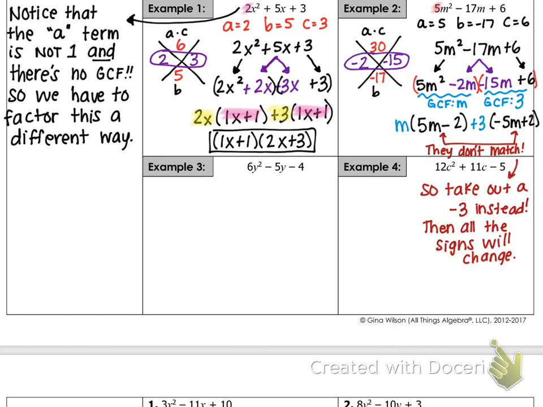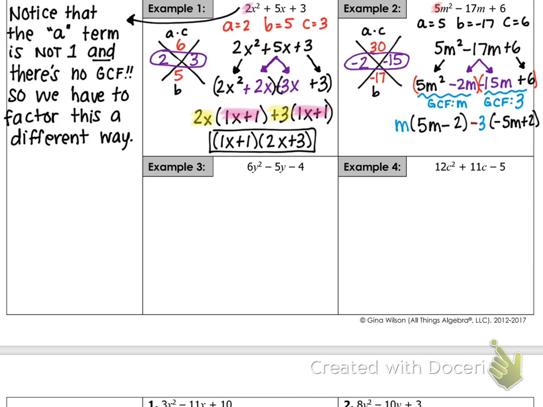Now, do the middle two match? These don't match, right? They have opposite signs, 5m minus 2 and negative 5m plus 2. So if this happens, notice they're the same numbers though, it's just the signs are flipped. If this happens, take out a negative 3 instead. Then all the signs will change. So if we took out a negative 3 instead of a positive 3 here, watch what happens. This is going to be a positive 5m instead of a negative, and this is going to be a negative 2.